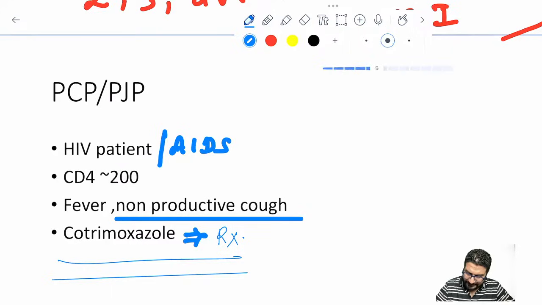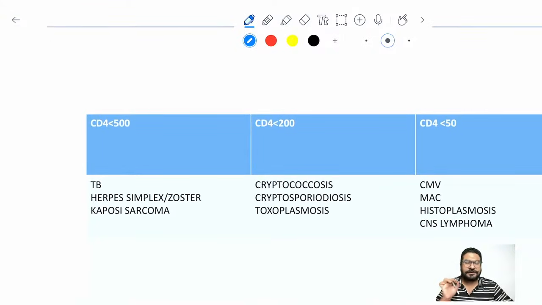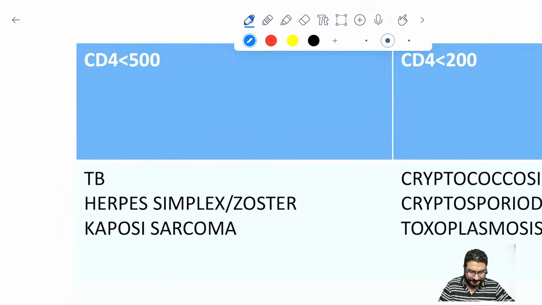Okay, moving to next thing. Now they ask you a question. बार बार एक क्वेश्चन आता है, which infection is commonly seen at which CD4 count, right? Now understand this thing. CD4 count when it is less than 500. वो भी कर लो, ये भी कर लो. It will not make a difference. Right? These are the high yield topics. So CD4 count when it is less than 500, then you will see there is TB, herpes, both simplex and zoster, and Kaposi sarcoma.